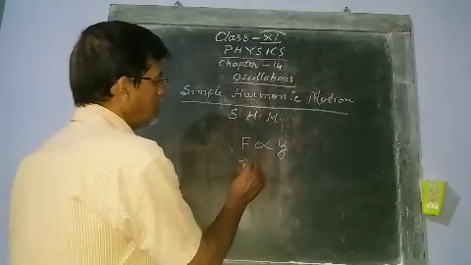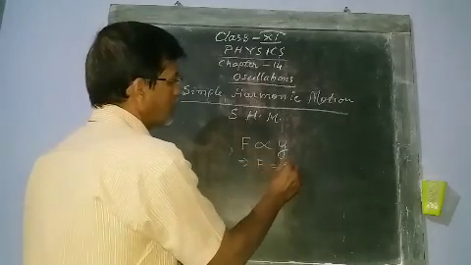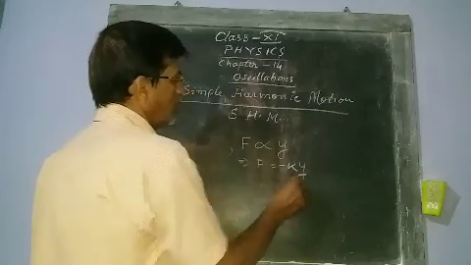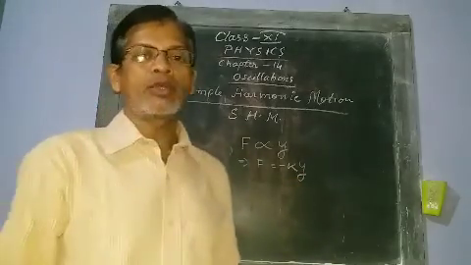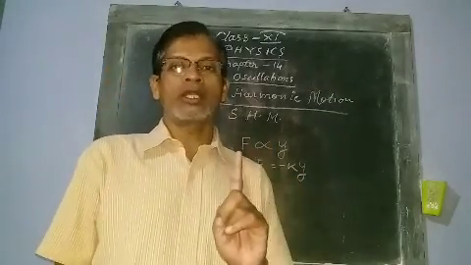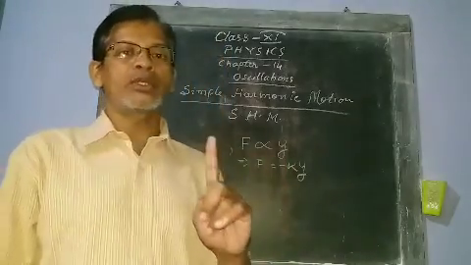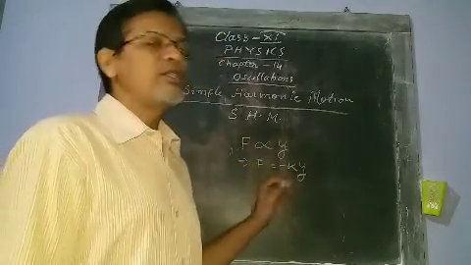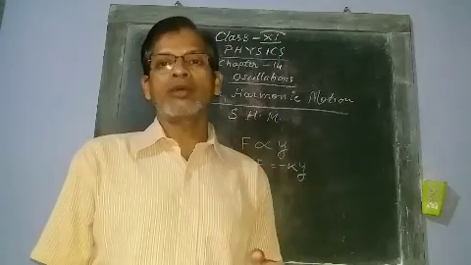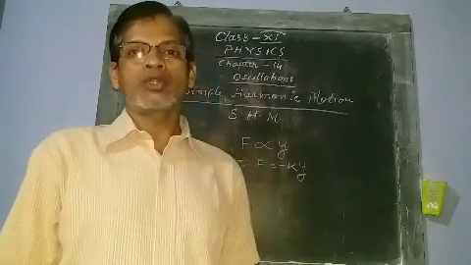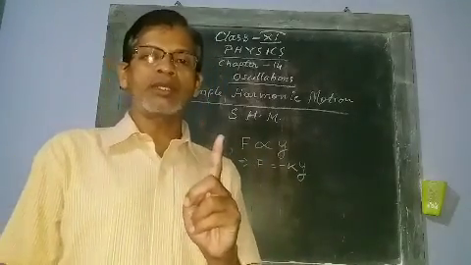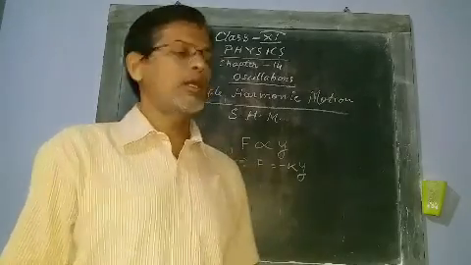If you write this, F equal to minus K Y. Minus sign, because this is always towards the mean position. Minus sign indicates this is towards the mean position, and K is called the force constant. Constant of proportionality, but it has a specific name, force constant.